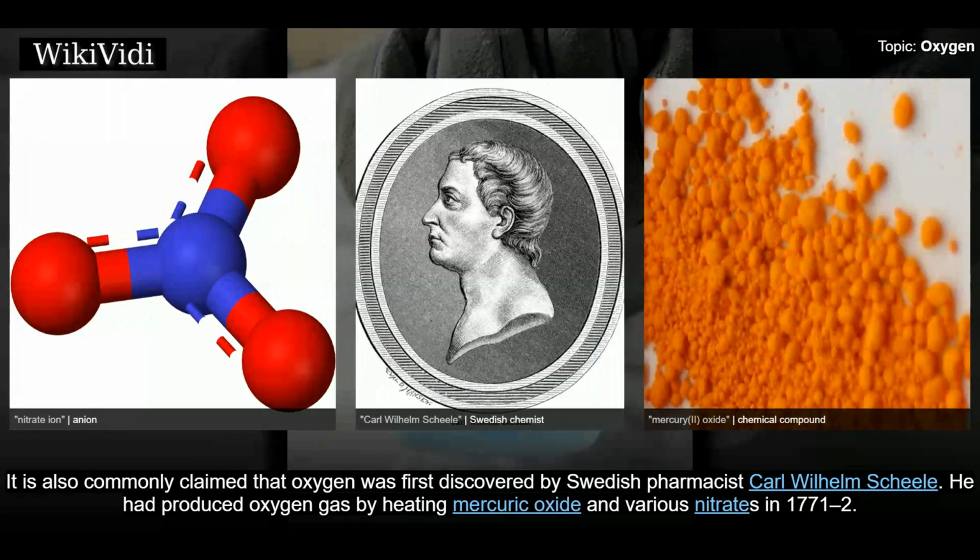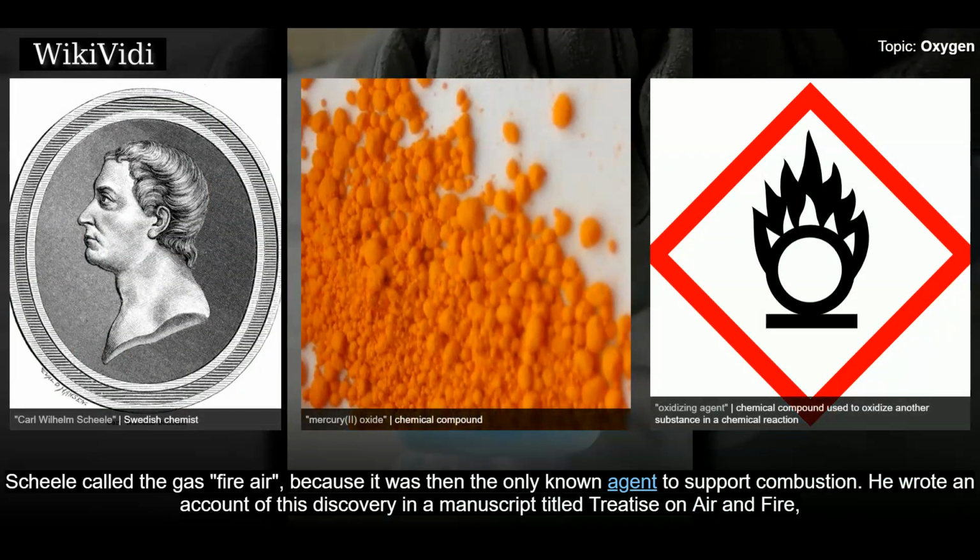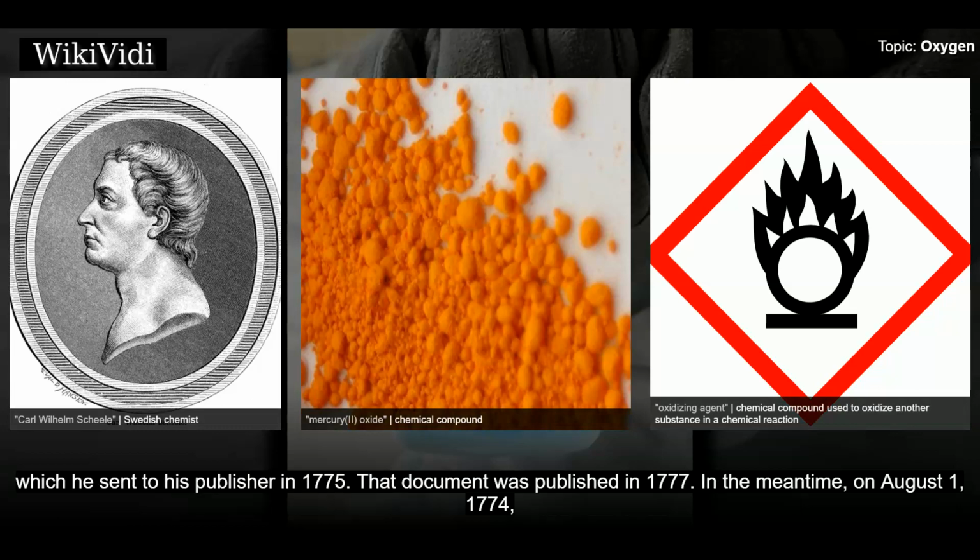It is also commonly claimed that oxygen was first discovered by Swedish pharmacist Carl Wilhelm Scheele. He had produced oxygen gas by heating mercuric oxide and various nitrates in 1771 too. Scheele called the gas fire air because it was then the only known agent to support combustion. He wrote an account of this discovery in a manuscript titled Treatise on Air and Fire, which he sent to his publisher in 1775. That document was published in 1777.